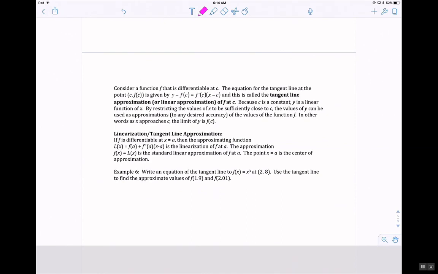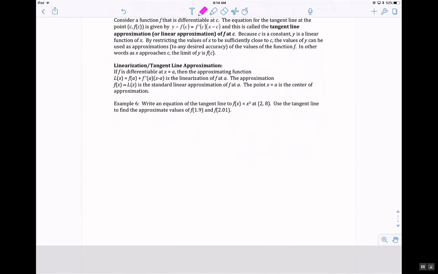So remember, linearization was using the equation of the tangent line to approximate f of decimal point values. So first write the equation of the tangent line of f of x is equal to x cubed, so f prime of x is 3x squared, and I want to write it at 2 comma 8. So f prime of 2 is 3 times 2 squared, which is 12. So my tangent line is y minus 8 is equal to 12 times x minus 2.